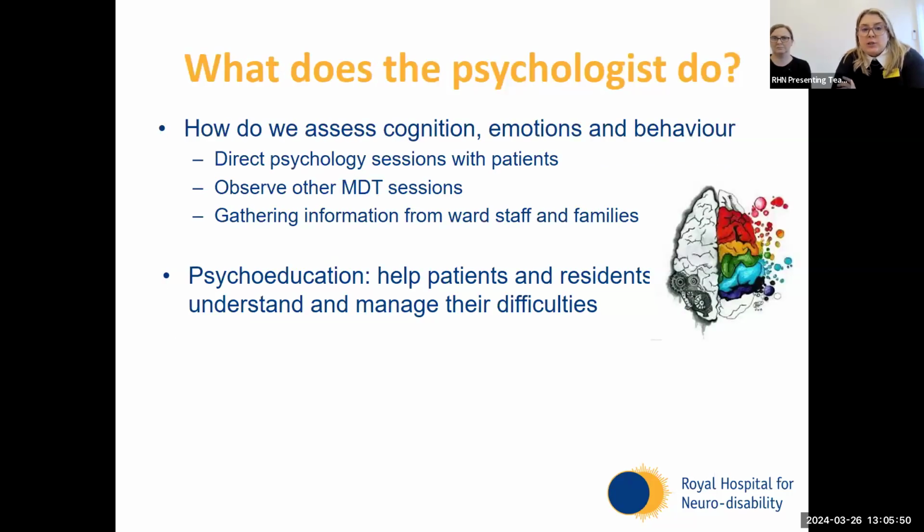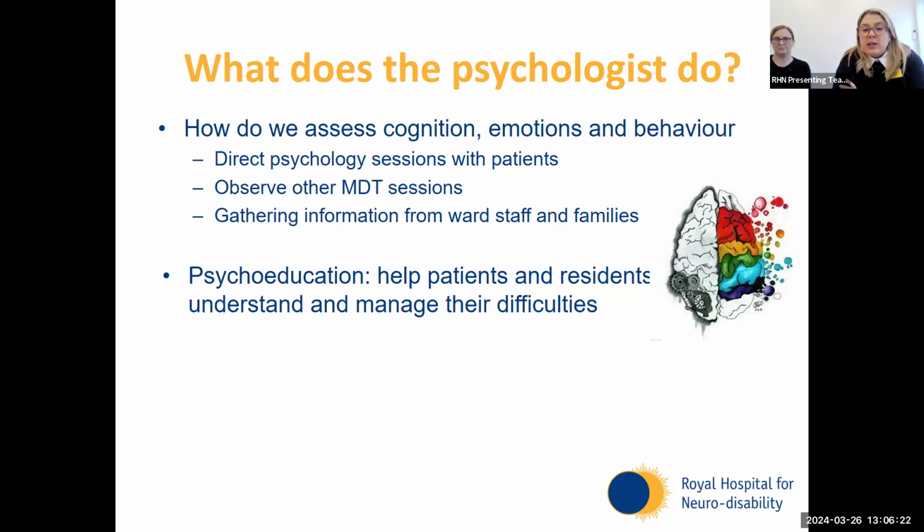So what does a psychologist do? So we assess cognition, as I said, emotions and behavior, and we do this via direct psychology sessions with our patients. Often we will do this in joint sessions if there's language issues present with our SLT colleagues, or we might be looking at things in function with our OT colleagues or seeing how they're doing in the gym with the physios. So we'll observe those sessions as well, and we're gathering information from ward staff and families, either in formalized forms like ABCs or in conversations and getting their views on the patient.